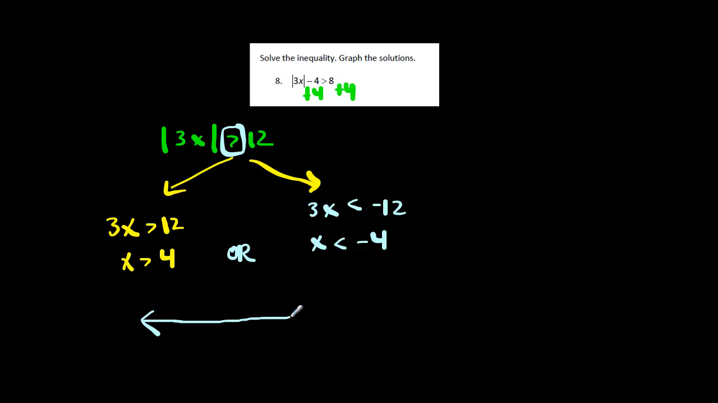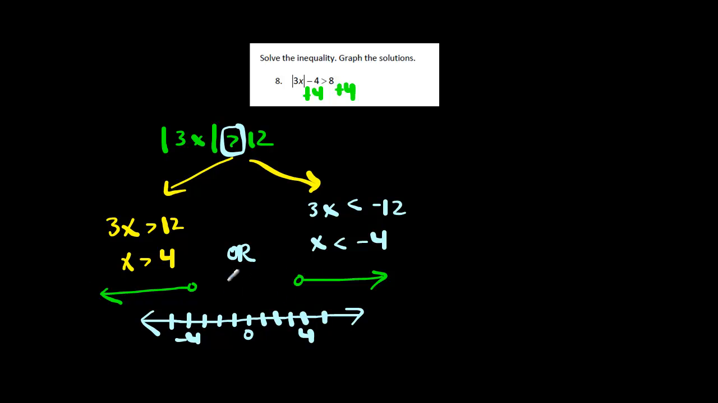So let's draw a number line here. So there's 4 and negative 4. So x is greater than 4 looks like this. x is less than negative 4 looks like that. And I want to take the union of those two, which is going to be exactly what I see above the number line. So I'm just going to put those as my final answer down here.